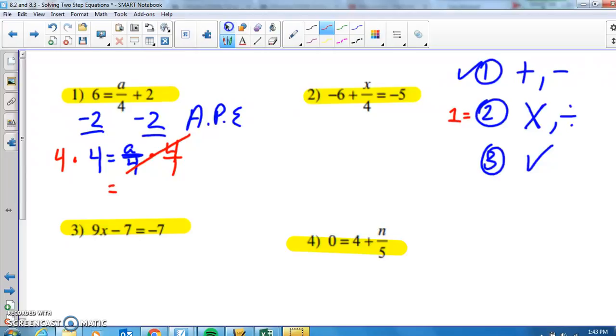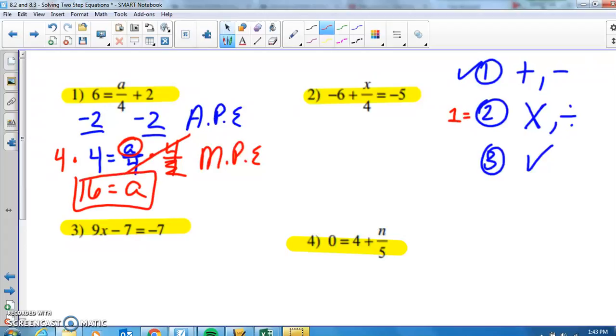And so when that cancels out, this a is by itself because we don't need to worry about that 1. So it leaves the a here. 4 times 4 is 16. So when I multiply each side by 4, I use the multiplication property of equality. So in our answer, a equals 16.